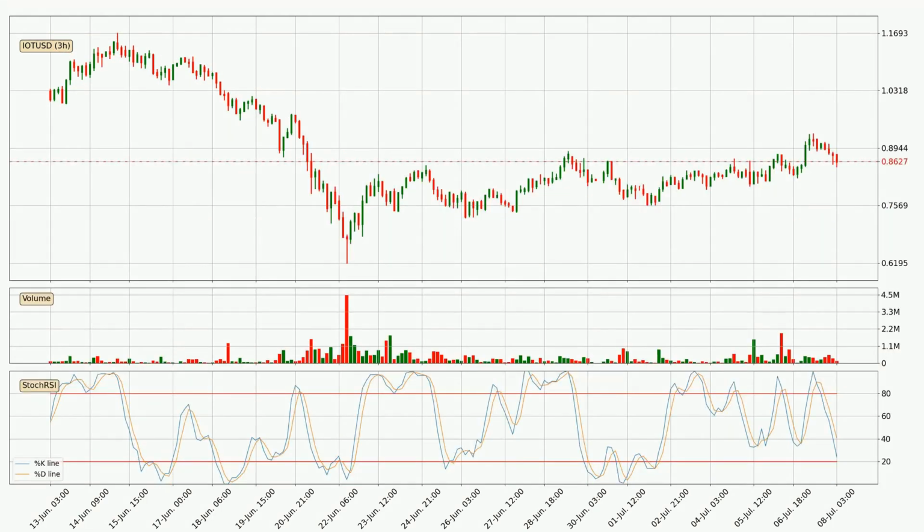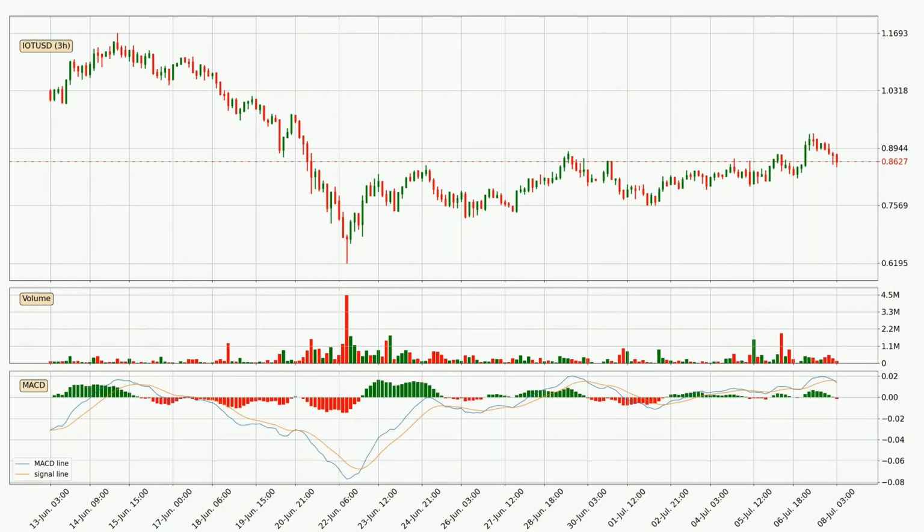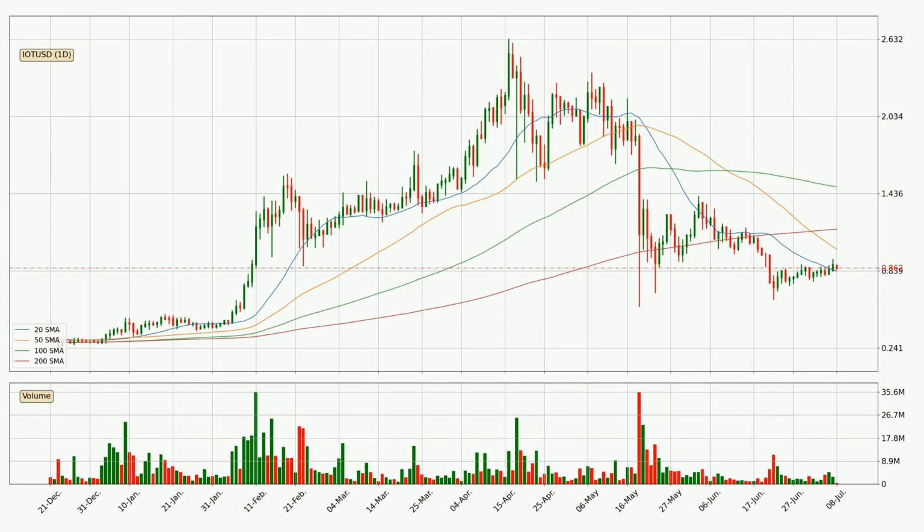Jumping to the 3-hourly stochastic RSI, there are no signs of the stochastic RSI being oversold or overbought at this time, but we can see that the trend is currently going down because the K line is below the D line. Looking at the 3-hourly MACD, the trend is currently going down because the MACD line is below the signal line. The MACD histogram shows that the momentum is currently strong, and it could be expected the price to go further to the downside.